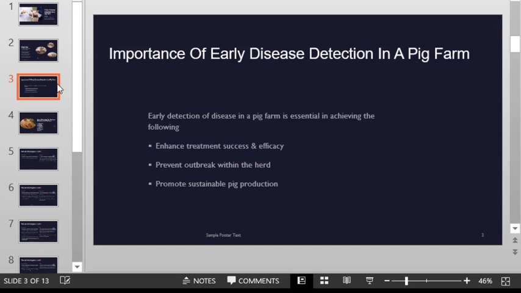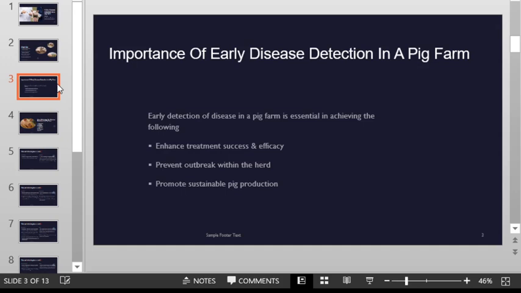And then secondly, it will also prevent outbreak within the herd. If within your farm you don't detect disease on time, the tendency of the disease, if it is of a viral nature, spreading within the herd is high. But if you are able to detect it early on, you'll be able to isolate such cases for urgent treatment and attention. So definitely early disease detection in the pig farm will prevent outbreak within the herd.